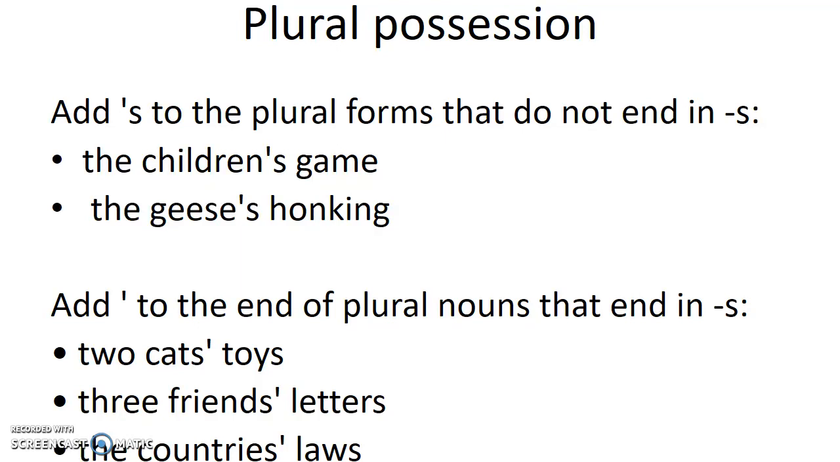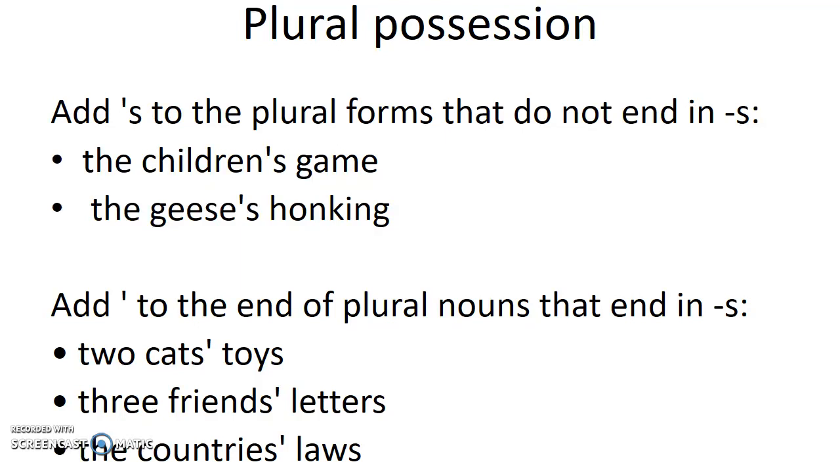Now, the test, again, is those of the toys of the 2 cats, the letters of 3 friends, the laws of the countries. I can make of statements out of all of these, so I know I need an apostrophe. What do I need an apostrophe on? I need an apostrophe on the person or the thing that it belongs to, right?